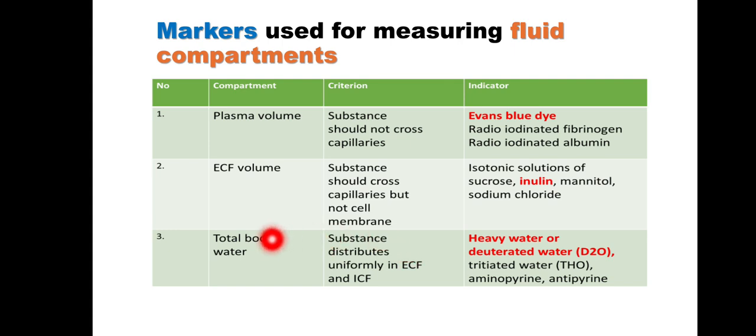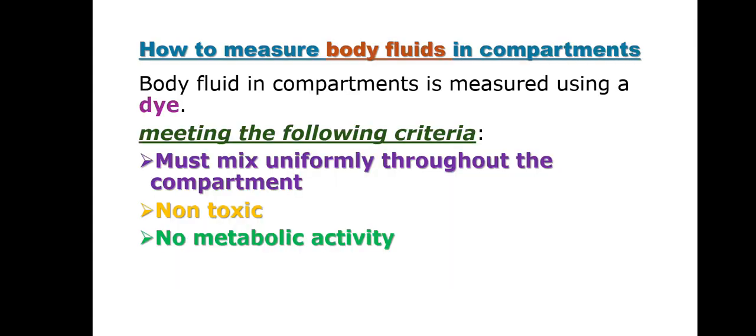And what substances are used to measure the total body water? Heavy water, deuterated water, we have tritiated water, we have aminopyrine, we have antipyrine. All these are used to measure the total body water. Okay. Now, how to measure body fluid compartments?